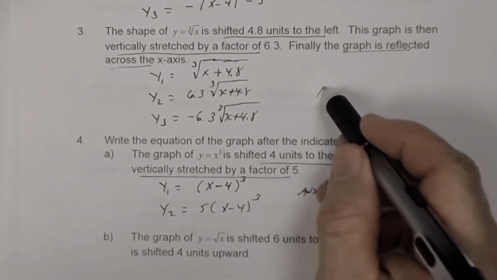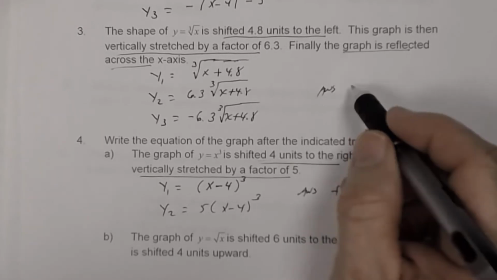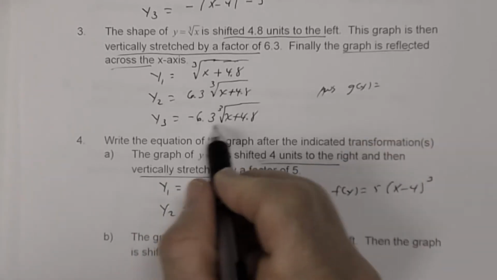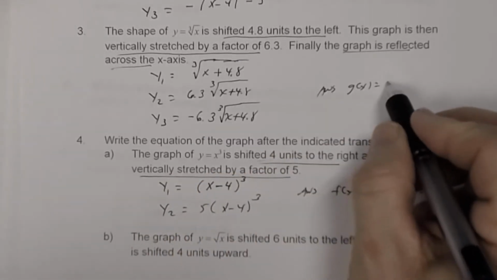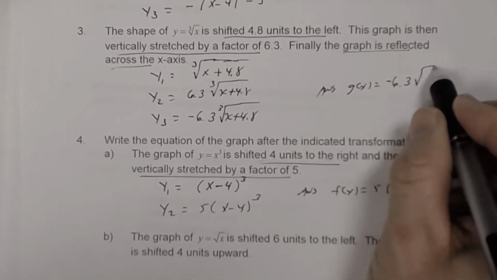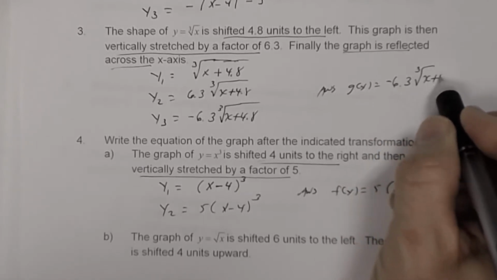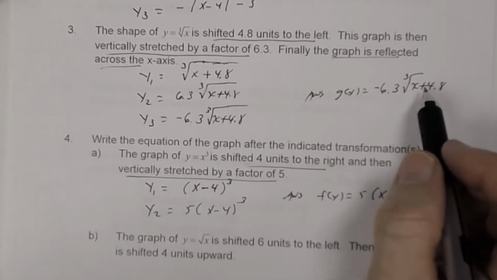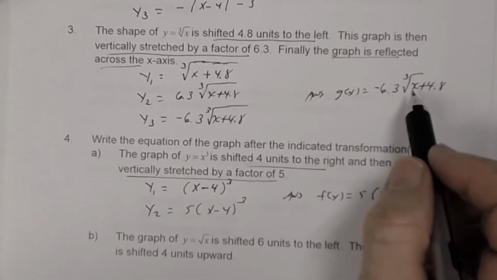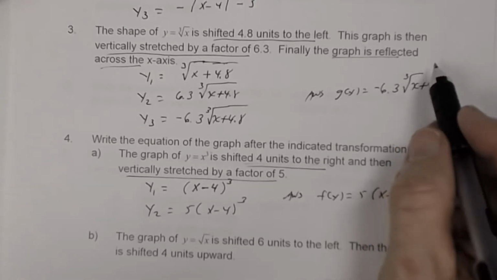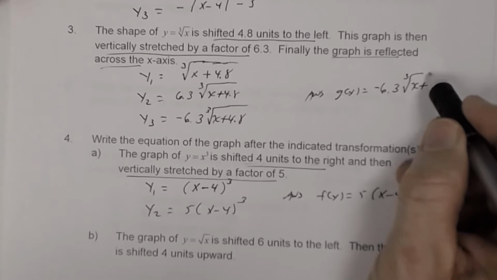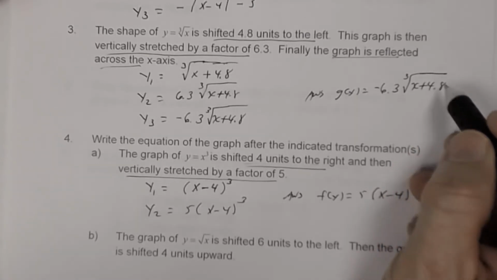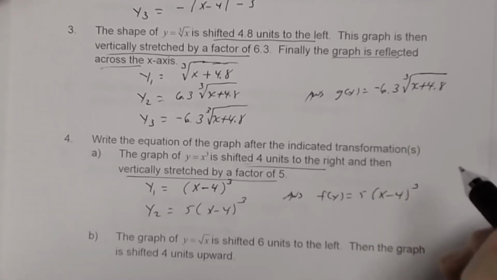And over here, I forgot to write the answer, but your answer will be something like g of x equals this right here: negative 6.3 times the cube root of x plus 4.8. Now don't forget to extend this. You see how I have it? Some of you may do it so that it looks like the only thing you're taking the cube root of is x. So make sure, remember, it's the whole thing. Make sure you extend it. The whole thing has to be under the root.